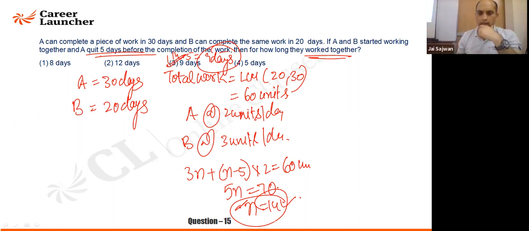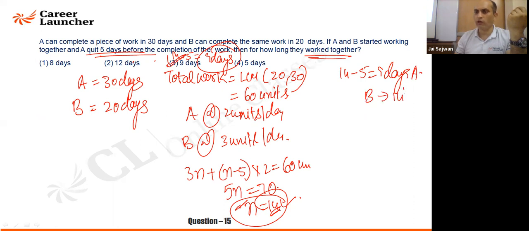Is it clear that the total is coming out to be 14 days? I think it is clear. Now here you say that A quits 5 days before the completion of the job. So 14 minus 5 is 9 days A worked. But B was working all the 14 days. Am I right? For how long did they work together? I know 9 days A worked and 14 days B worked. So together they work only for 9 days.